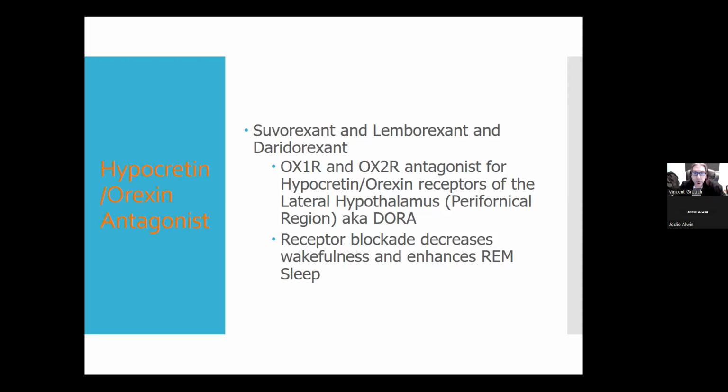So if I have type 1 narcolepsy, I am absolutely deficient in orexin and the orexin-producing neurons. If you block the orexin system, you make somebody sleepy like somebody with narcolepsy. So that's how I learned and how I remember. Also, the sexy way to call them now is to call them DORAs, or dual orexin receptor antagonists.